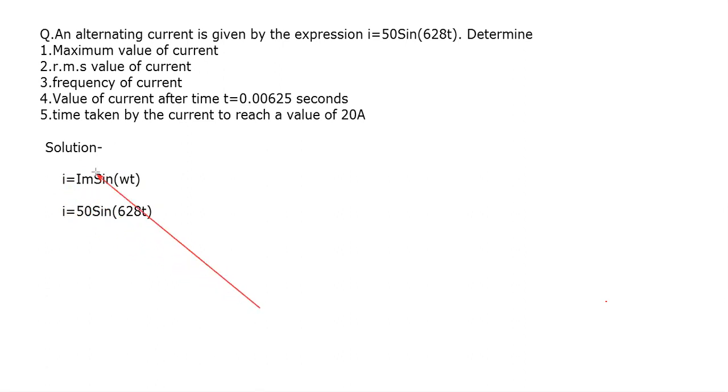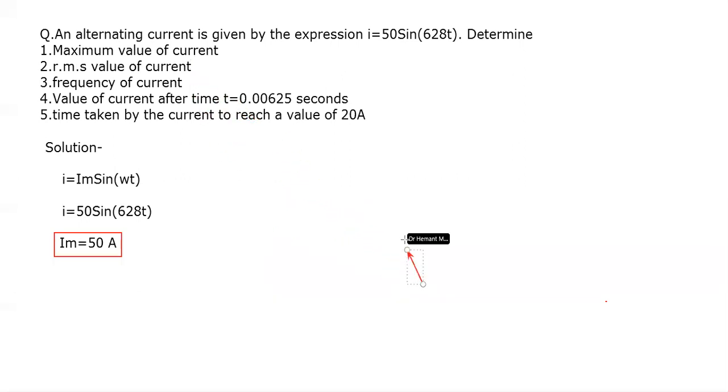Left hand side is equal, right hand side. Here you can see Im, which is the maximum value of current, is equal to 50. By comparison we can easily say that Im is equal to 50 ampere. So it is our first answer. Maximum value of current is asked in the question.